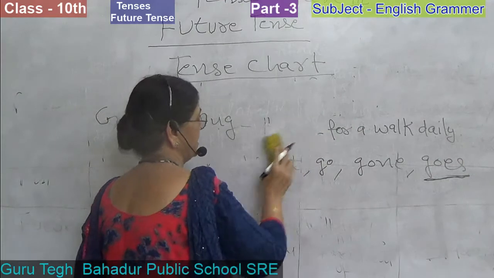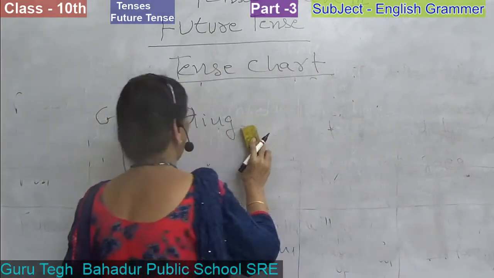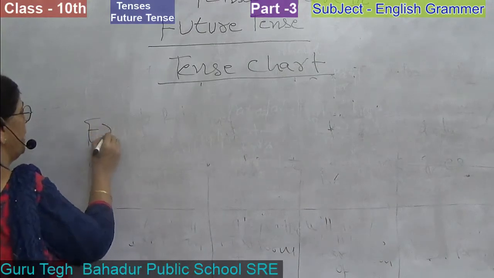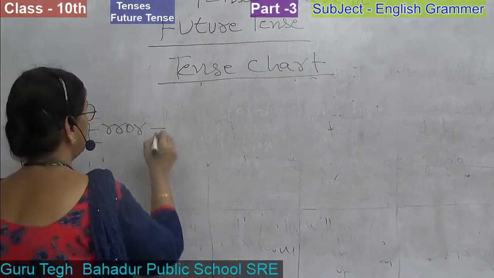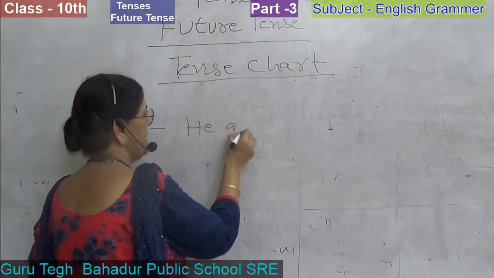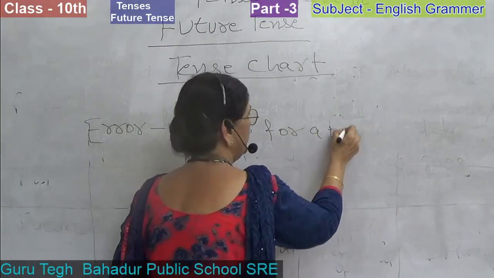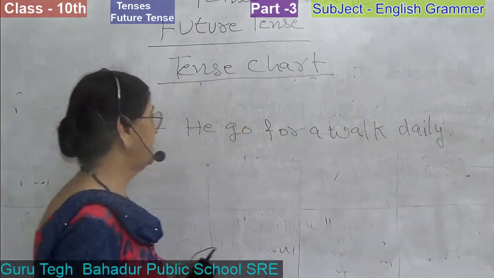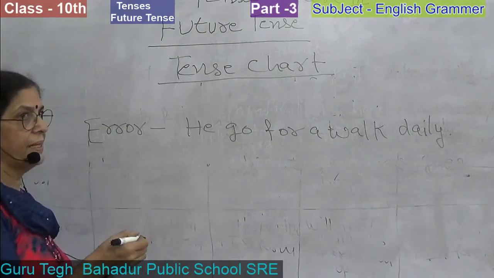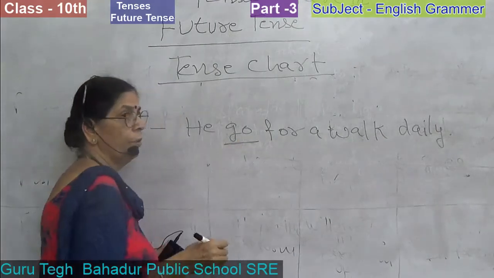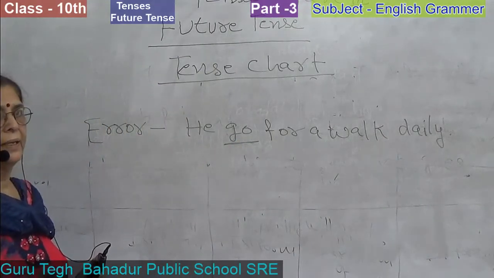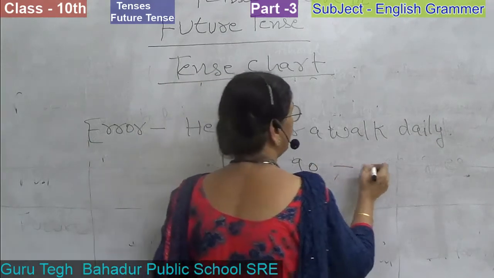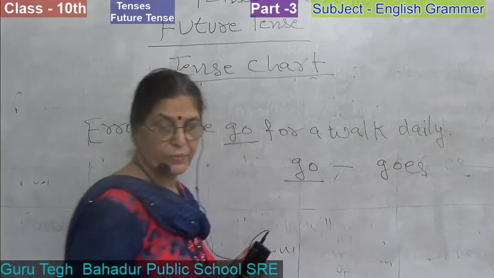As far as the second way is concerned, the gap filling may come in the form of error also. When I use the word error, suppose I write: He go for a walk daily. Again, I know that this is present tense, but here I have to find the error in this sentence. The error is go, because third person singular number takes s/es. So we have to write the error in the given space, and then write the correction: goes. This was the second way.